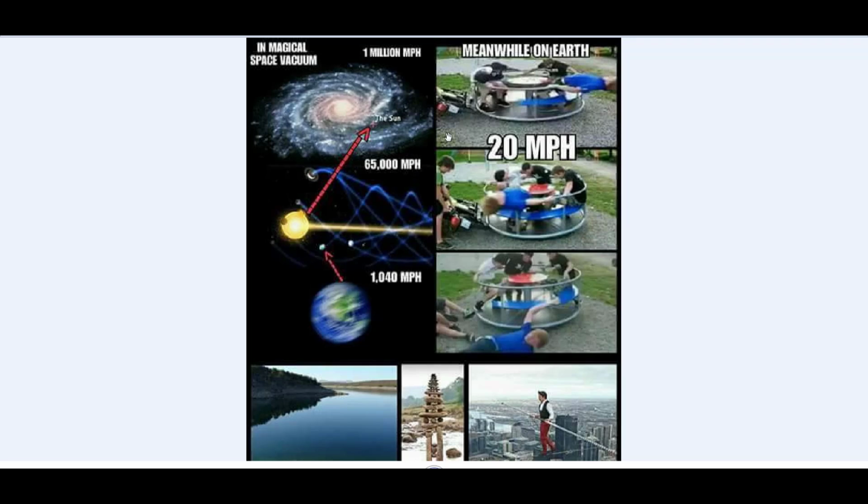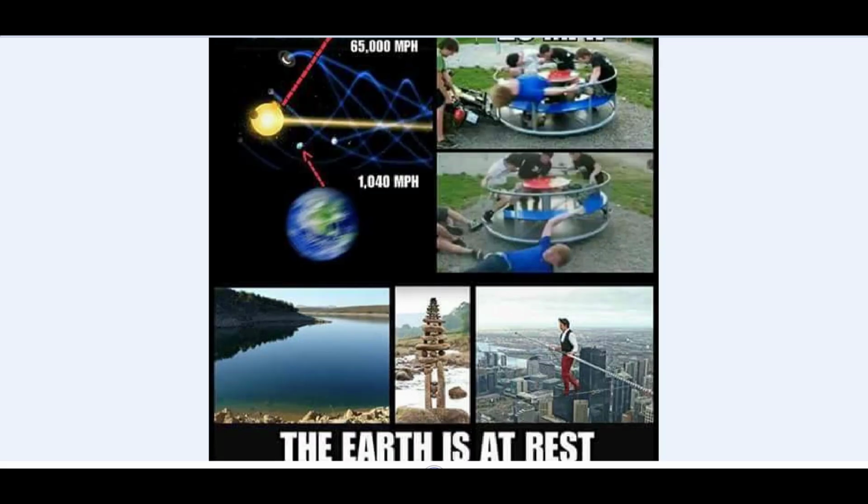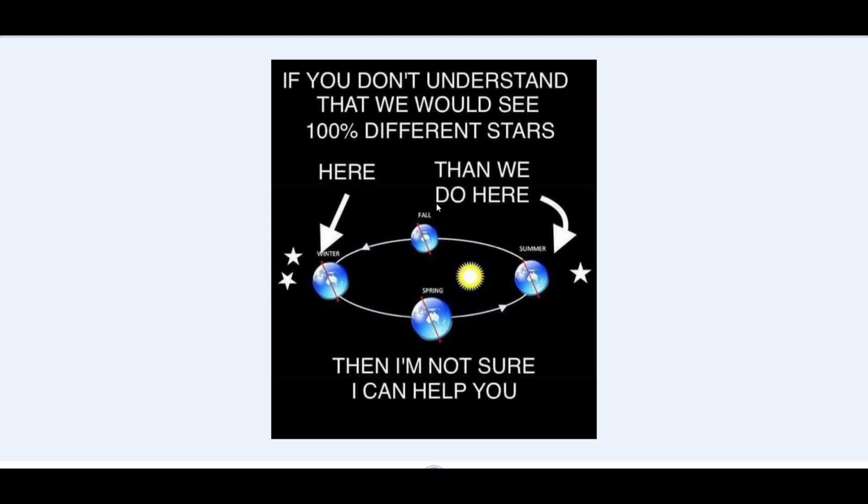So this is what happens: in space, in magical space vacuum, the super speeds, but we don't feel it. But when we go to a normal park with kids and spinning, the kids just fly off the spinning toy in the park, and the Earth is at rest. So look at the perfect equilibrium. If you don't understand that we would see 100% different stars, then I'm not sure I can help you.